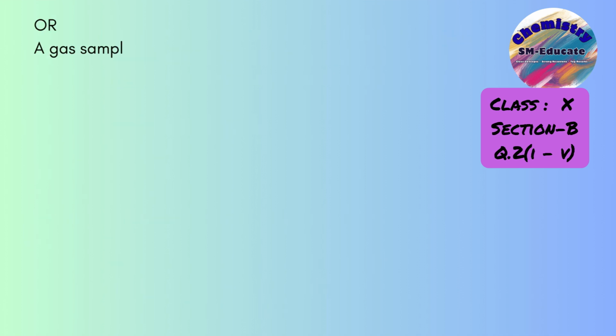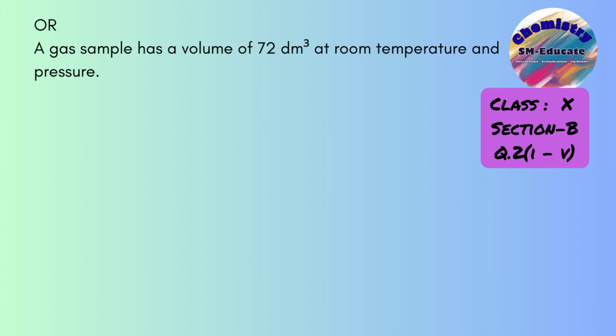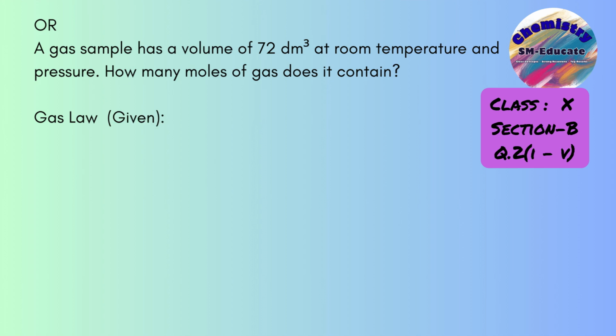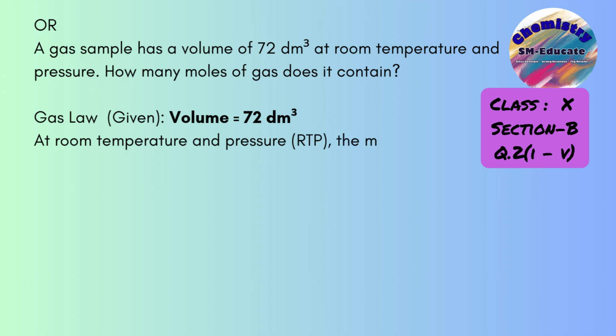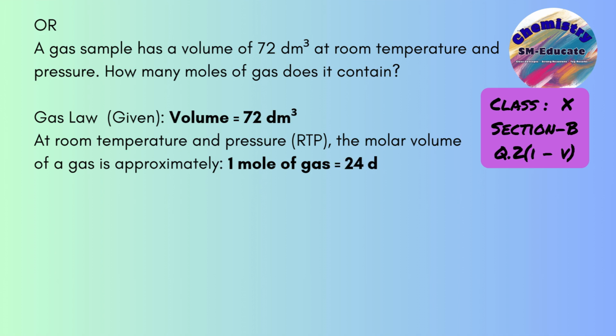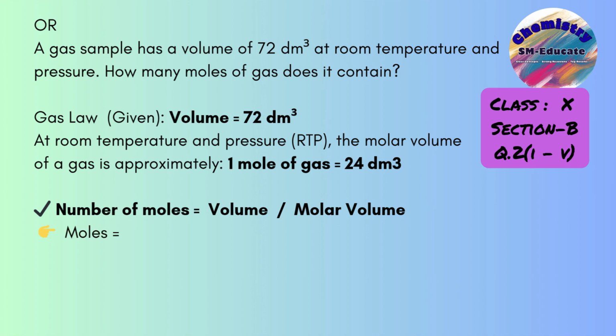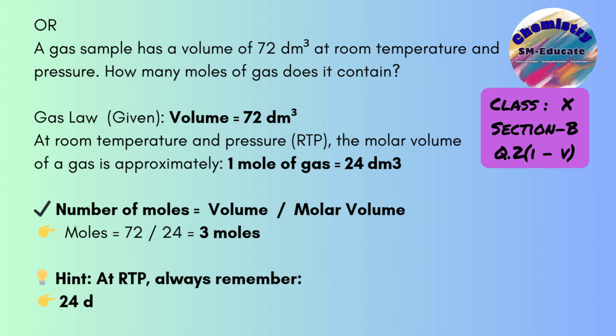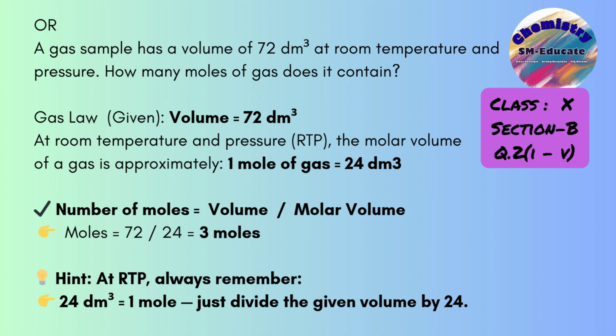A gas sample has a volume of 72 cubic decimeters at room temperature and pressure. How many moles of gas does it contain? Given volume equals 72 dm³. At room temperature and pressure, RTP, the molar volume of a gas is approximately 1 mole of gas equals 24 dm³. Number of moles equals volume divided by molar volume. Therefore 72 divided by 24 equals 3 moles. Hint: at RTP, always remember, 24 cubic decimeters equals 1 mole. Just divide the given volume by 24.